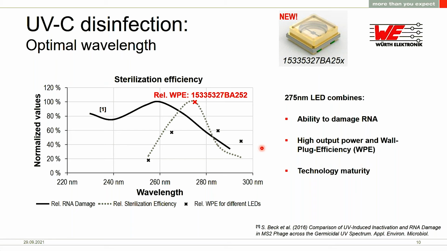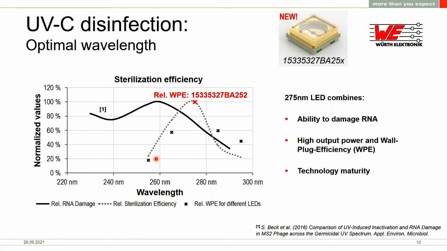Basically, it doesn't help you if you have the right wavelength if the wall plug efficiency of the LED is way too low. And this is why I show you an overview of a few LEDs that are available on the market. What you will typically see is that the wall plug efficiency for wavelengths below 275 nanometers is considerably lower than for 275 nanometers. This is because the technology at 275 nanometers is much more mature, so the power getting out of the LED is much better than for lower wavelengths.